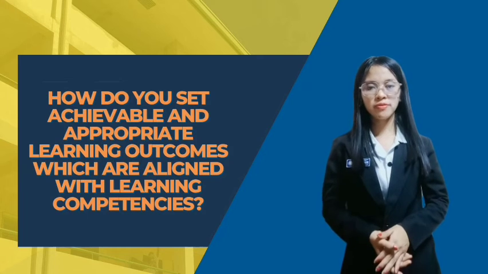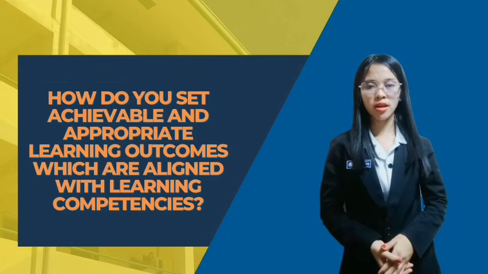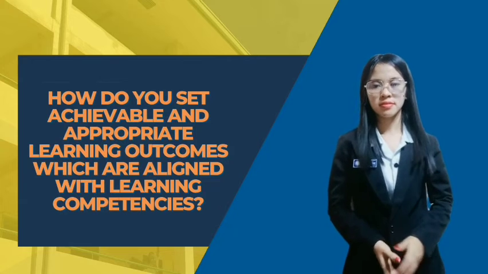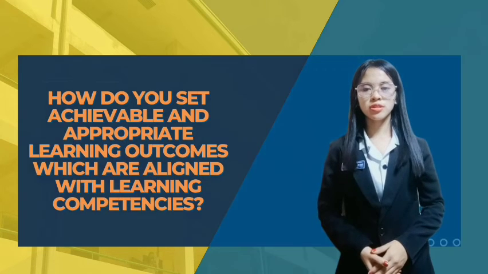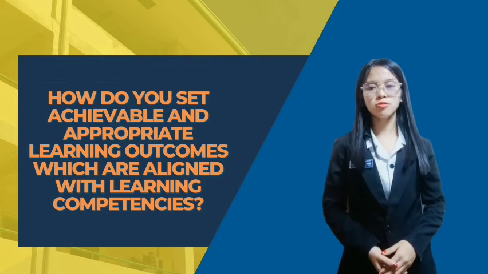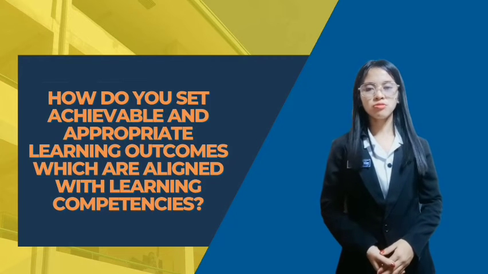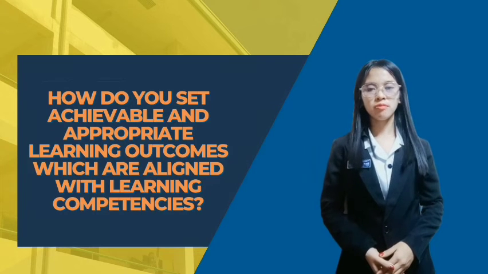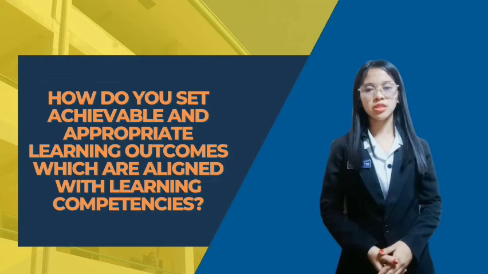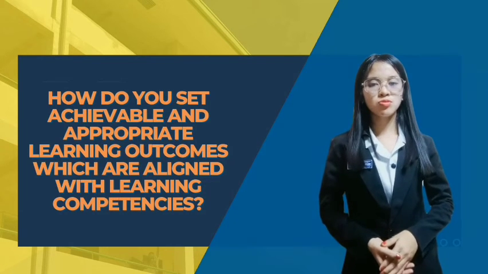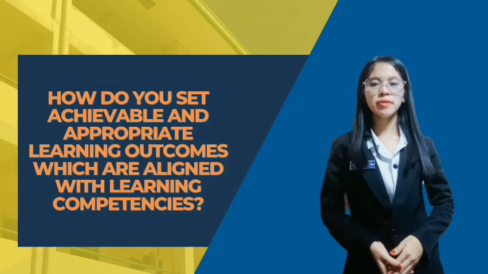How do you set achievable and appropriate learning outcomes which are aligned with learning competencies? We, as future educators, will establish learning objectives based on the revised Bloom's taxonomy. We will focus on the three learning domains of cognitive, affective, and psychomotor learning, because students' learning cannot be measured only on the knowledge about the topic. By including the three domains, a student's overall personality will be enhanced.